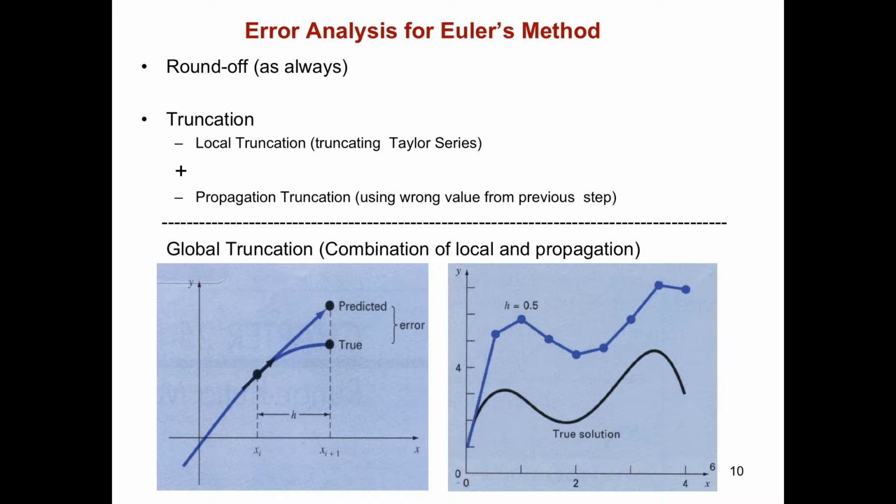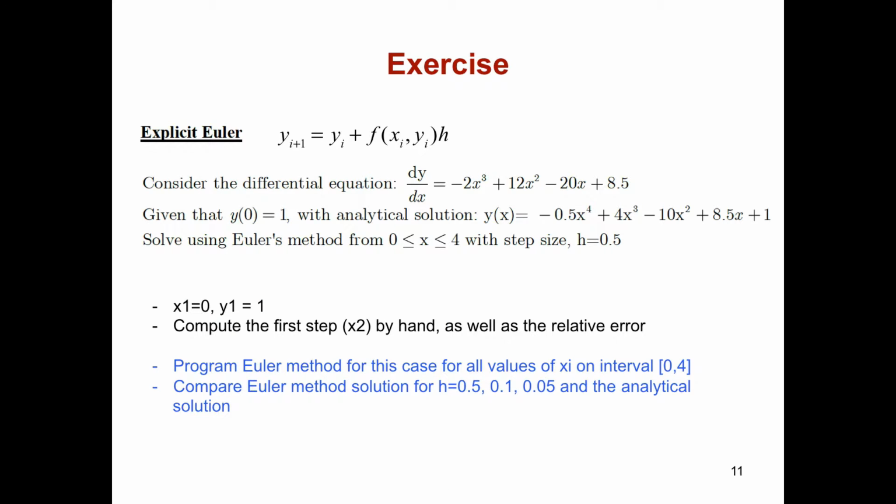All right, let's practice. Here's an exercise. I want you to work with the explicit Euler method. This is just the formula, so you have it handy. And what we're going to solve is dy/dx equal to this polynomial here, and y of 0 is equal to 1. That's my initial value.